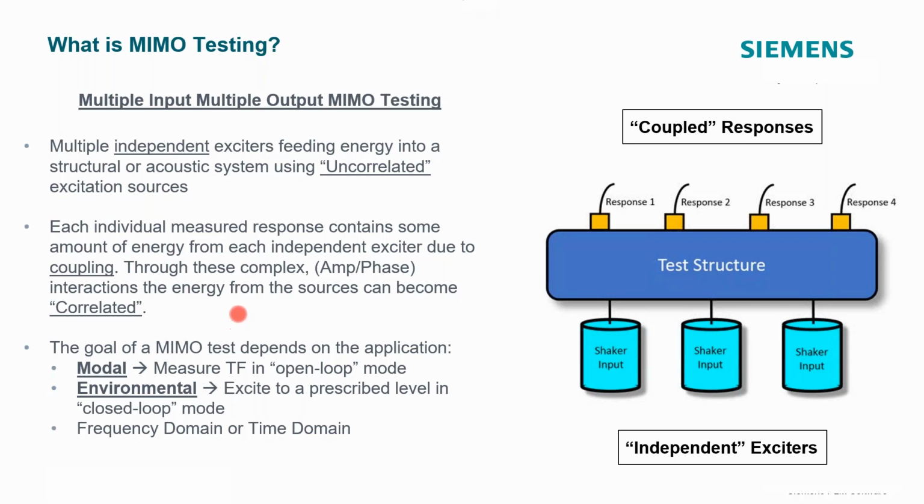The goal of a MIMO test depends on the application, whether it's modal, where we're going to be mainly in the open loop mode, measuring the transfer function and trying to achieve some really good quality transfer functions, because we're going to use that information for the modal curve fitting, or else in the environmental type of applications where we want to excite this structure and achieve some responses at some prescribed levels. So each one of these different responses will have either the same or could even be some different spectral response levels. Again, these can be either in the frequency domain or the time domain. Okay, so those are some basic concepts of MIMO testing.